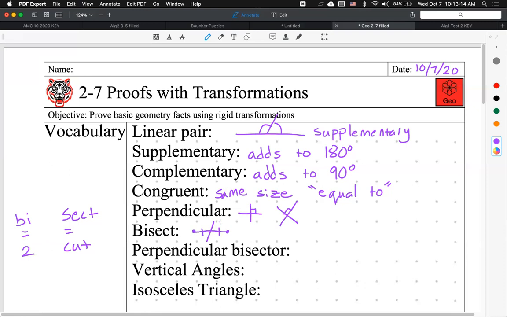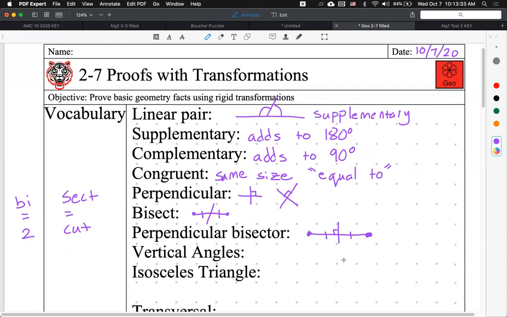Perpendicular bisector. Joining those 2 together means what? Perpendicular bisector is bisecting at a perpendicular angle, so 90 degrees. So I have a line segment, and I cut it in half, and such that that line that's cutting it in half is at a 90-degree angle. Perfect. Vertical angles. What is that?